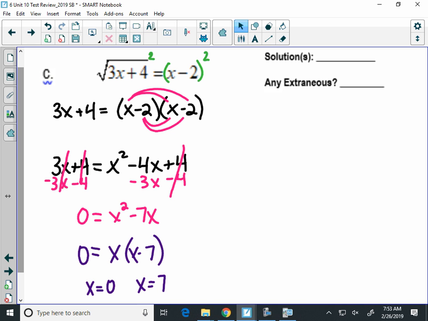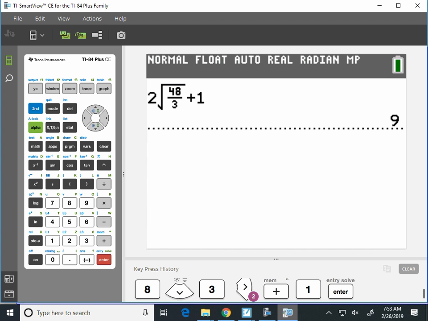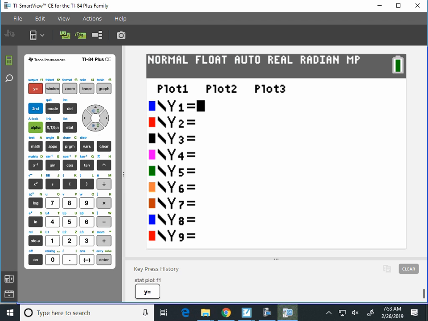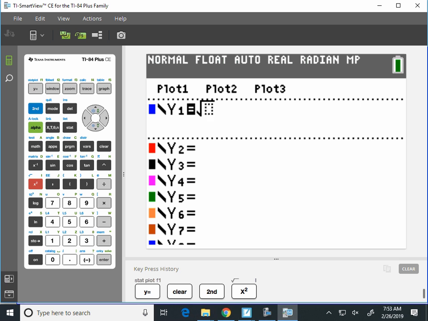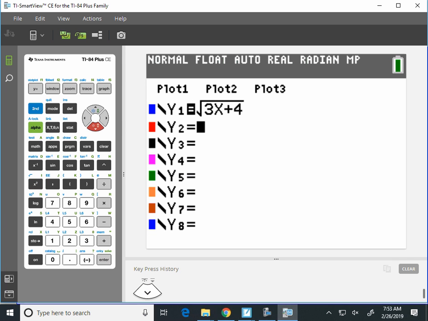So I'm actually going to show you a different strategy here. I'm going to use the table feature on my calculator to check this answer, but you can just type things in like you did before. In order to use the table, I'm going to type in the equation, the square root of 3x plus 4 in one of my y equals. Then I put the other side of the equals, the x minus 2, as a different equation in my calculator.